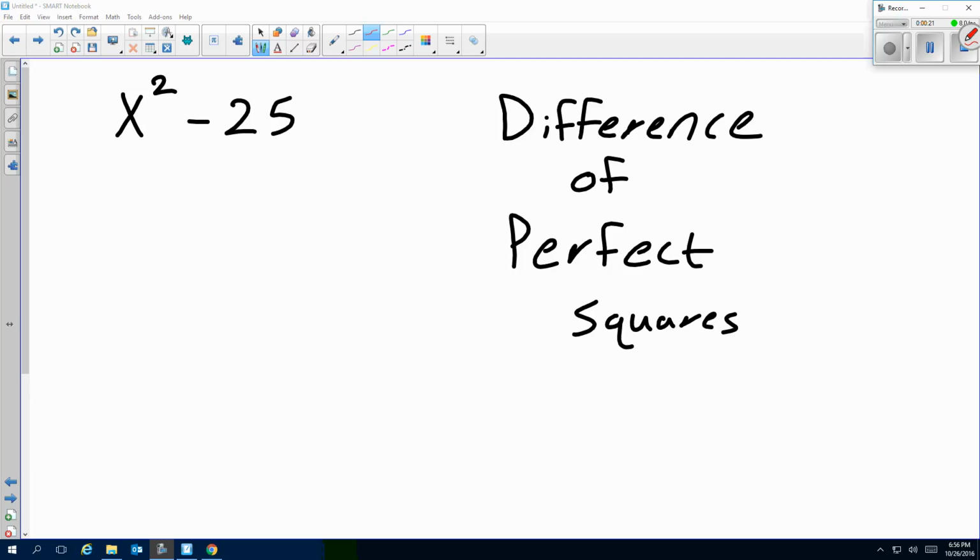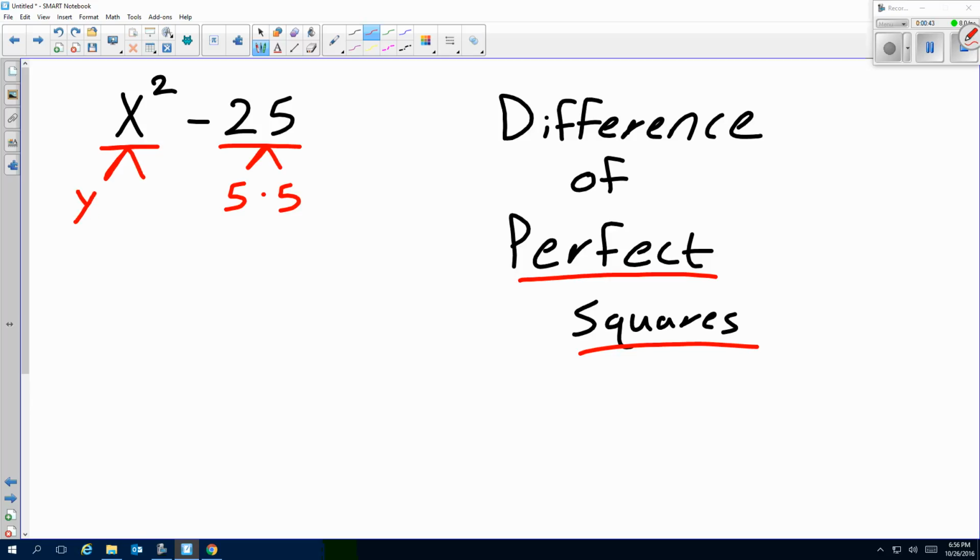Anyway, today's lesson is over the difference of perfect squares. Well, what's a perfect square, you ask? A perfect square is a number that breaks into two identical numbers. We agree 25 is really just 5 times 5. And x squared, even though it's not really a number, we realize x squared breaks into x times x.